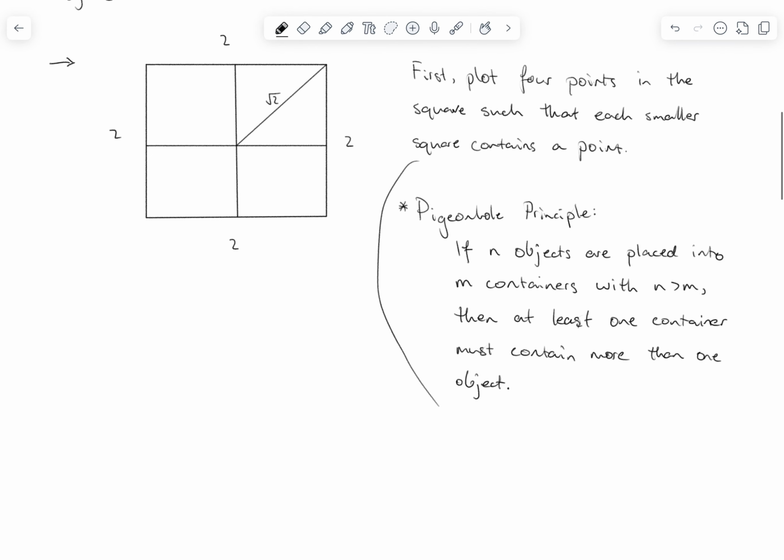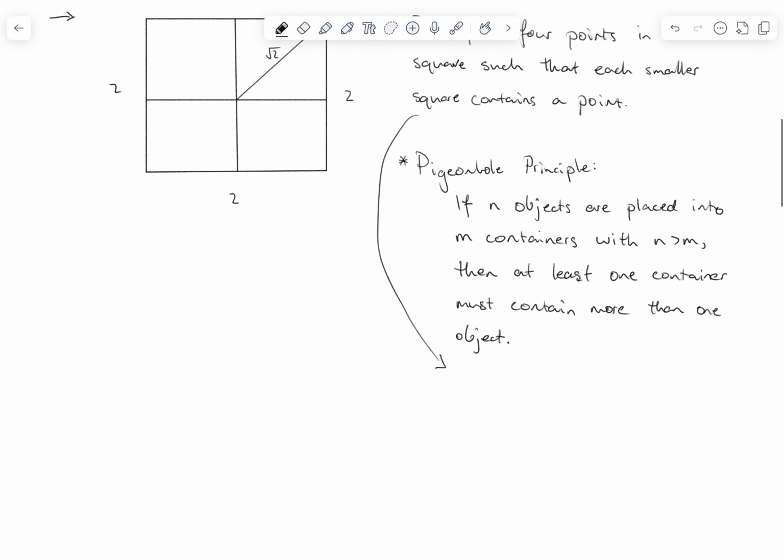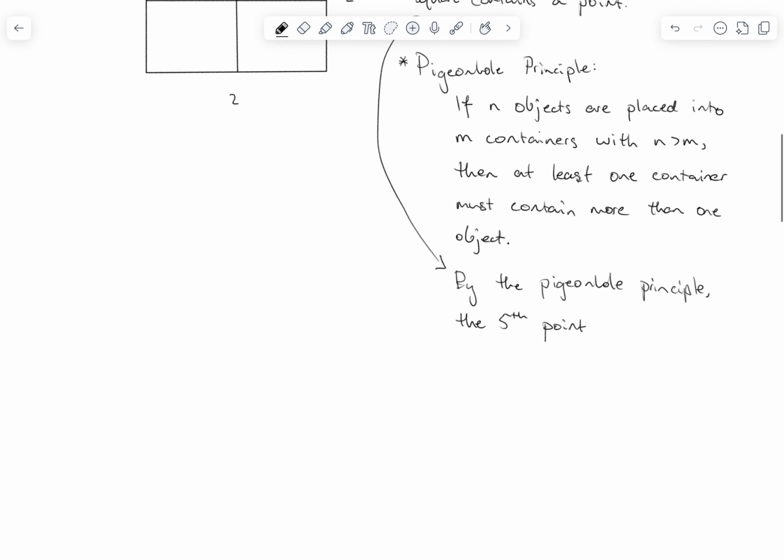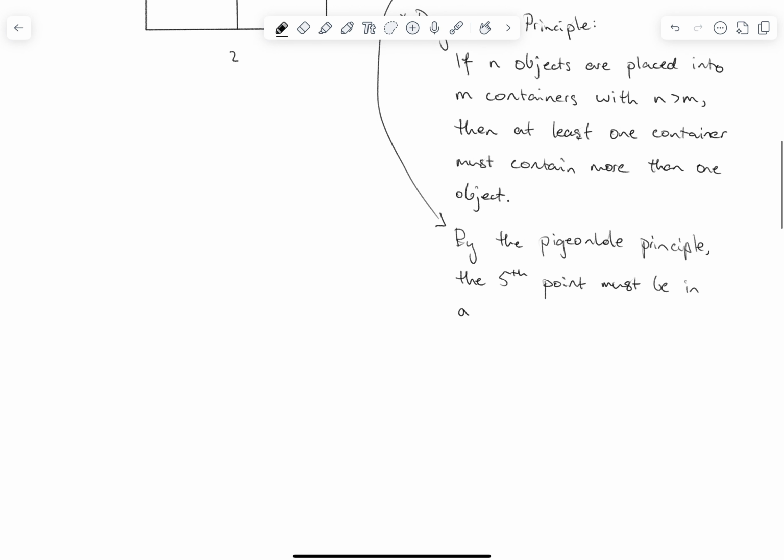So from here, we can say that by the pigeonhole principle, the 5th point must be in a smaller square with another point.